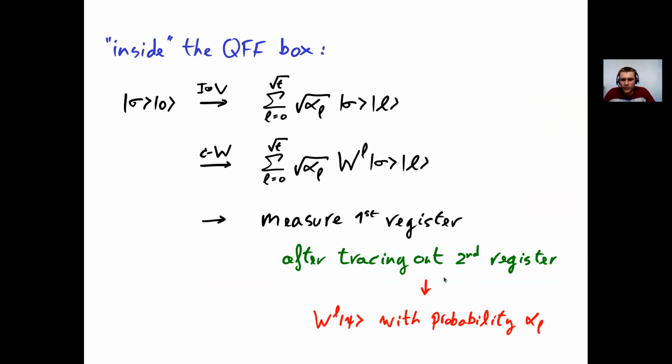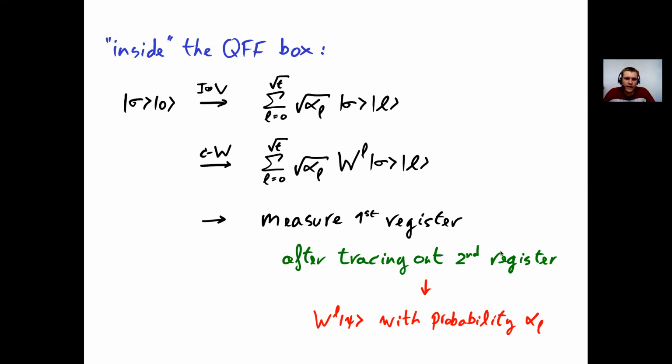But if we measure the second register, then we'll get back W to the L sigma with probability alpha_L. This follows from Born's rule, which basically says that we'll retrieve this state with probability equal to the square of this element. So with probability alpha_L, basically the scheme is equivalent to implementing the operator W to the power L on sigma with probability alpha_L. And this is actually what the simplified algorithm now does.